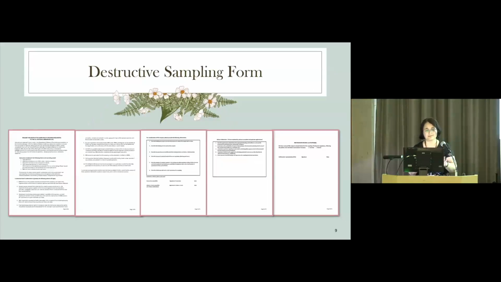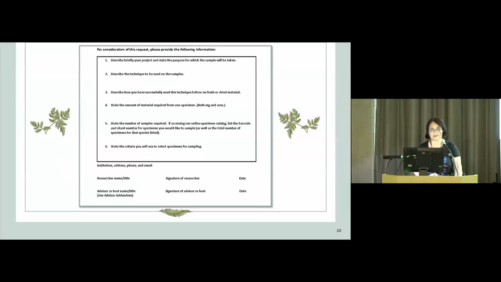So this is our destructive sampling form. If you'd like a copy, please email me. I'm more than happy to give this out. The most important parts are for the researcher to fill out. Here they can list the exact specimens they want. Since all of our sheets have been digitized, we like them to give us a rough draft. Once approved, and if they come, they can definitely change it.